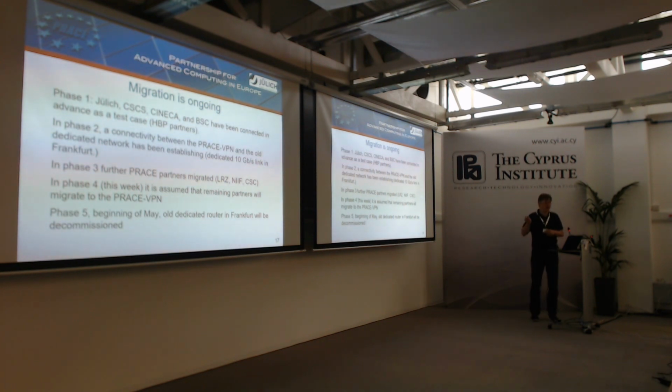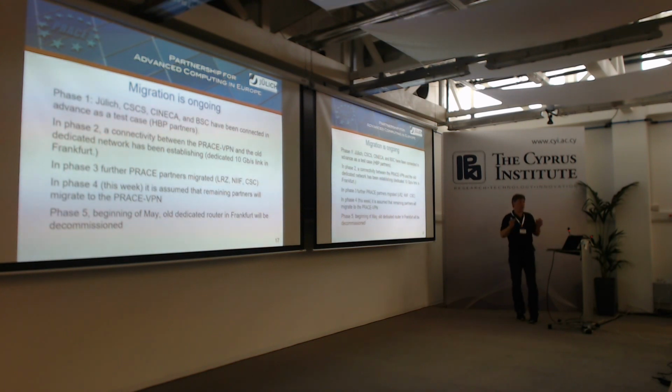So, we said HPP will start with this network and we'll test it. We set up additional links for that, so we have the PRACE connectivity and additionally this connectivity to VPN, and tested that. Phase 2 connectivity with the PRACE VPN for the dedicated network has been established. We have set up 10 gigabit links so that the partners which migrate already can reach the old partners via the network. In phase 3, further PRACE partners migrated, LSN, NIRF, and CSC.